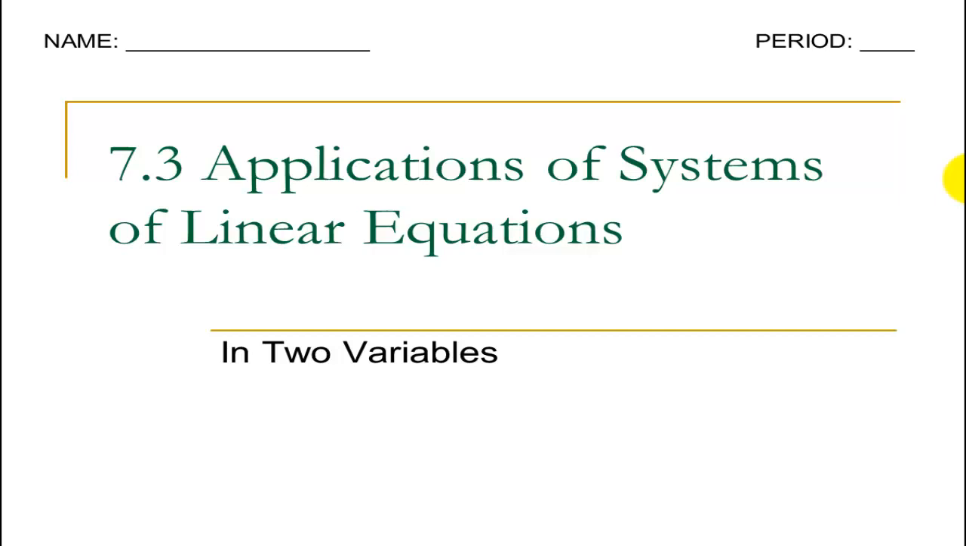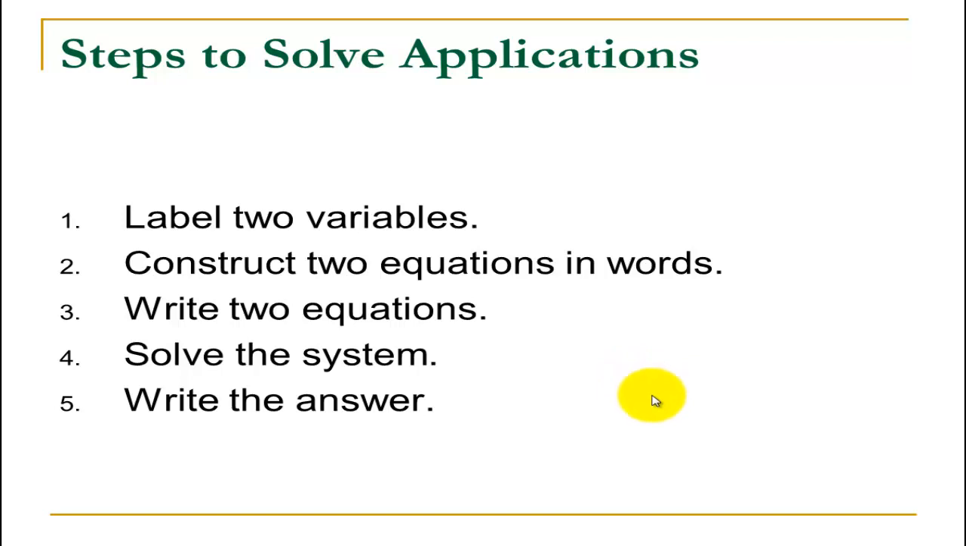Alright, the next topic that we are going to learn is how to apply elimination and substitution method to solve word problems. Here are some of the steps that we are going to use to solve applications. First, we are going to label two variables. As much as possible, let's use variables that make sense to the problem. Construct two equations in words, write two equations, solve the system, write the answer, and if I may add, we need also to verify our answer.